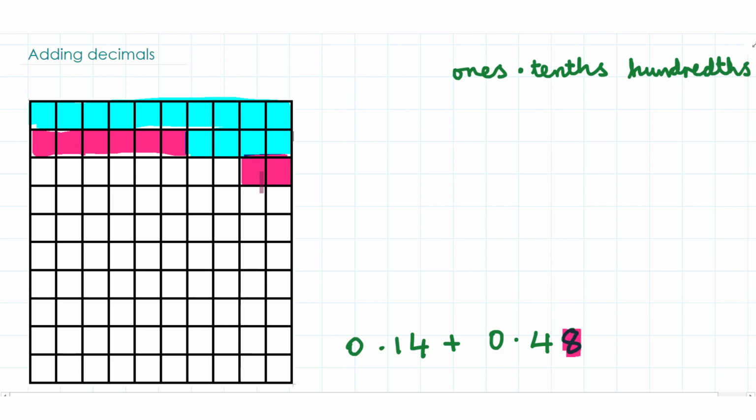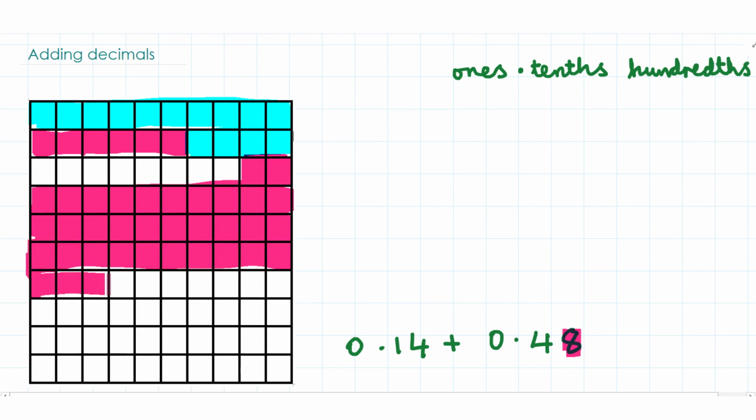I've added on the 8 hundredths, and now I've got to add on those 4 tenths. So that's 4 rows, isn't it? 1, 2, 3, and 4. Hopefully you can see the 0.14 and you can see the 0.48. And now what we need to do is just tot it all up. So let's see what we have. How many tenths do we have? 1 tenth, 2 tenths, 3 tenths, 4 tenths, 5 tenths. We've got 6 tenths overall.